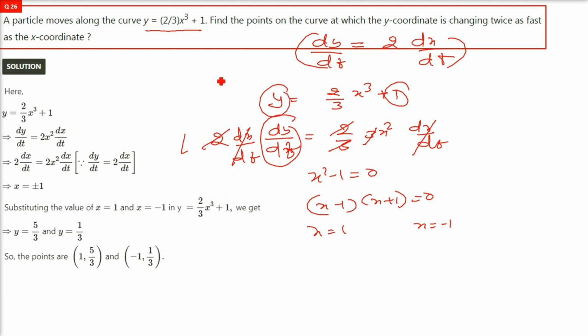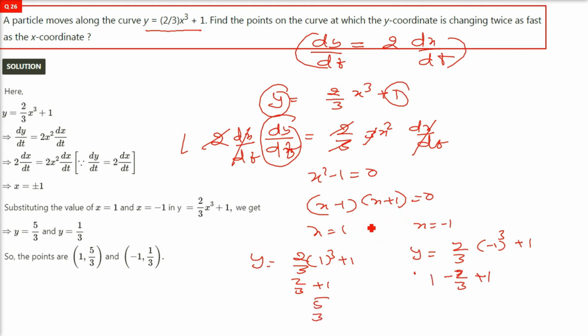Now what will be the value of y corresponding? For x equals 1, y will be equal to 2 by 3 into 1 cube plus 1. Here y will be equal to 2 by 3 into negative 1 whole cube plus 1. So 2 by 3 plus 1 and minus 2 by 3 plus 1. So 1 plus 2 by 3 is 5 by 3. 1 minus 2 by 3 is 3 minus 2 by 3, 1 by 3. So 1 comma 5 by 3 is the first point, and minus 1 comma 1 by 3 is the second point.